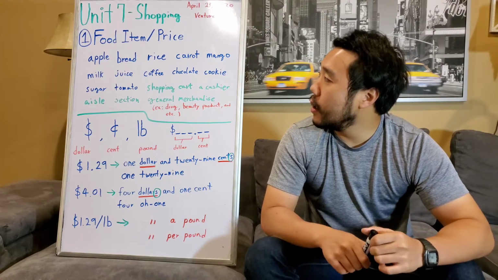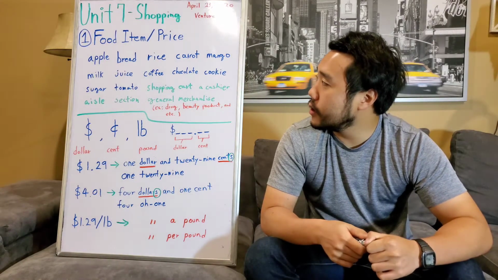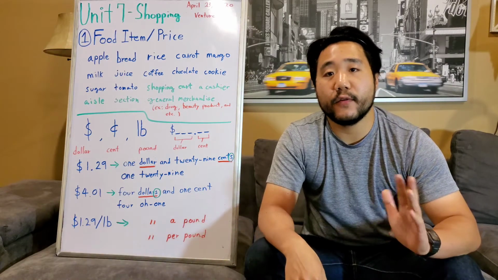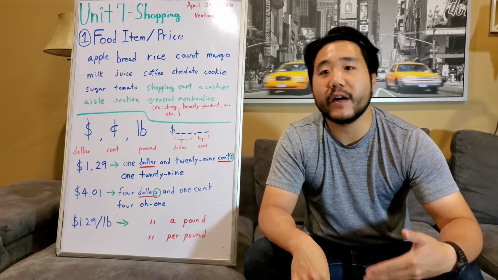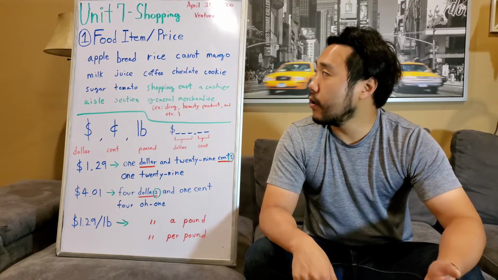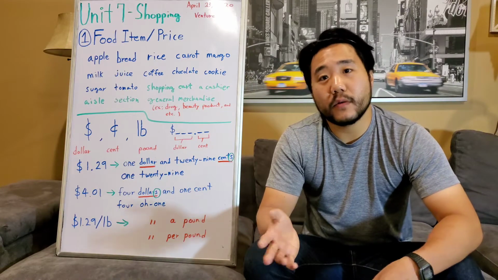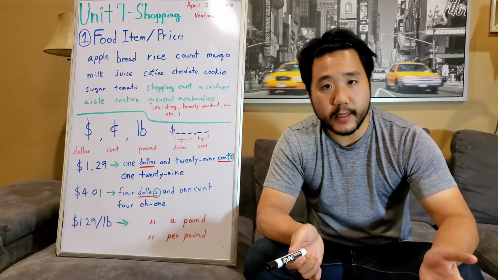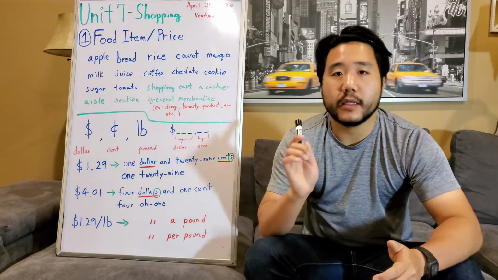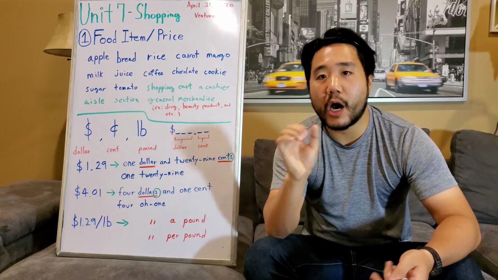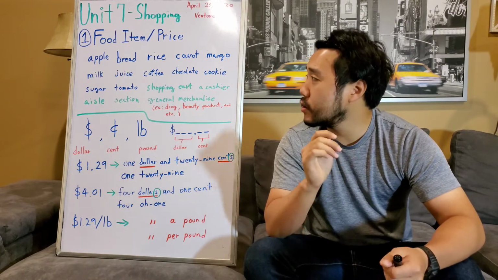The first thing we learned in grocery shopping is to identify food items, the items we usually see in grocery shopping. It could be food items or just general merchandise, and then see how they're priced and how we read or pronounce them. Let's go over them.